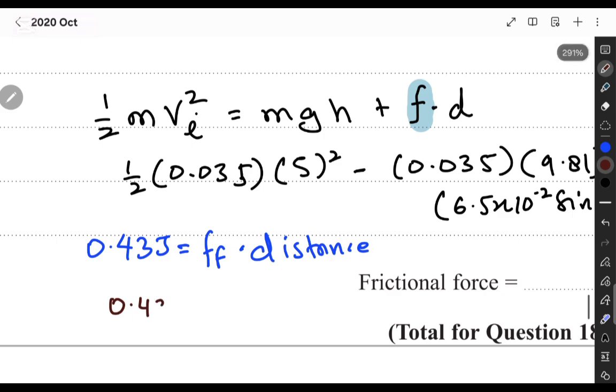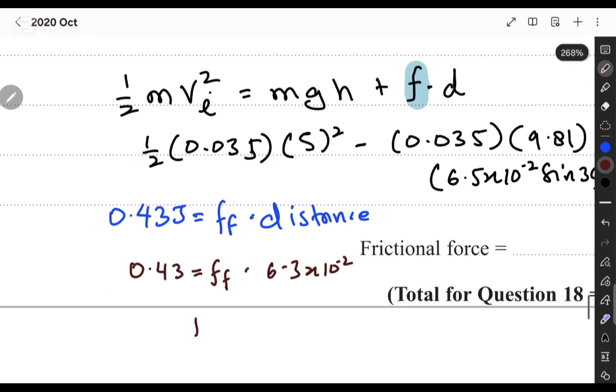So 0.43 equals frictional force times 6.5 times 10 to the power of minus 2. So the frictional force is going to be equal to 6.6 newtons. We'll round it. So that's going to be the answer.